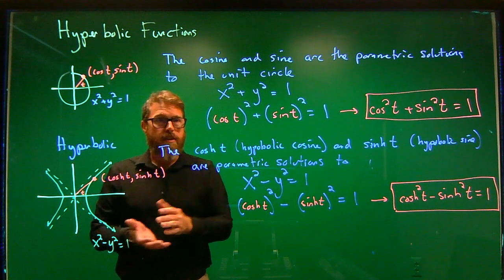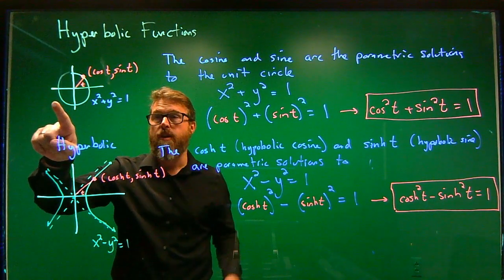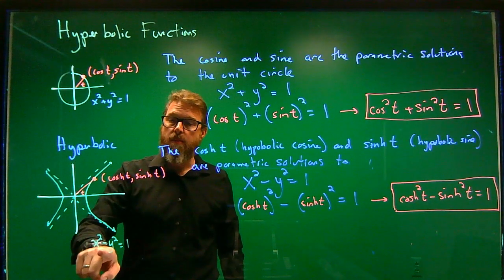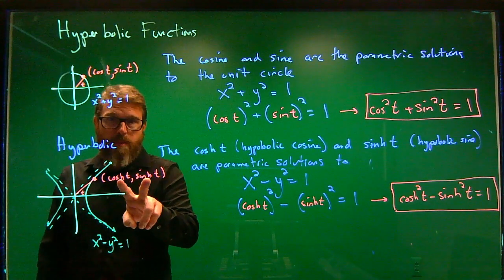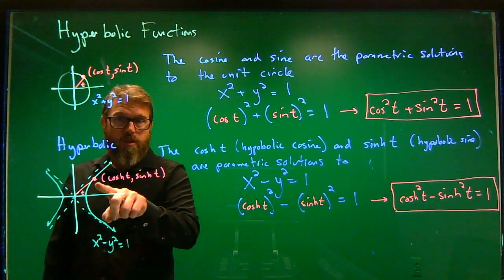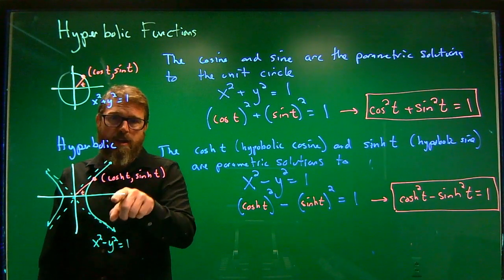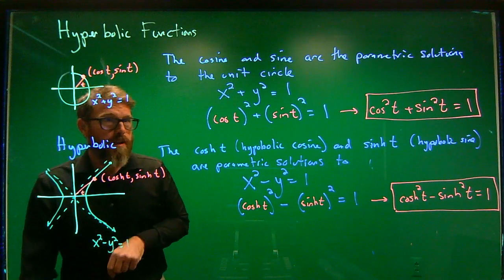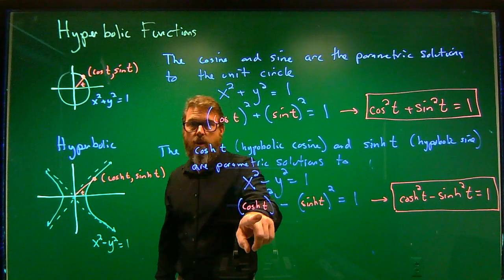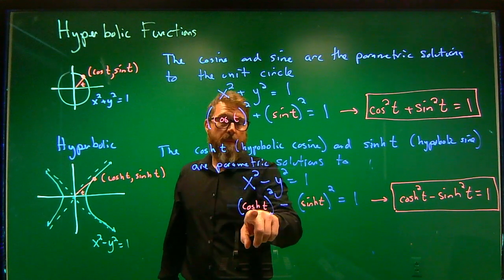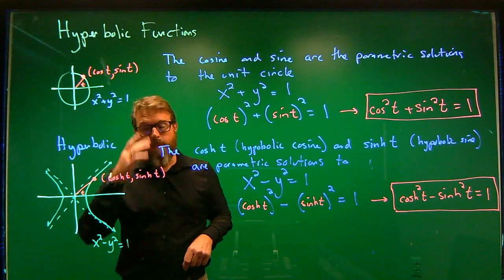Now the hyperbolics are similar in nature. Instead of using the unit circle x squared plus y squared equals 1, we're using the hyperbola x squared minus y squared is equal to 1. So really what we know is the hyperbolics are the parametric solutions because of angle t, because it's going to be the intersection through that angle t to that hyperbola. Looking at x squared minus y squared equals 1, plugging in the hyperbolic cosine of t and the hyperbolic sine of t, we get an identity for the hyperbolics.